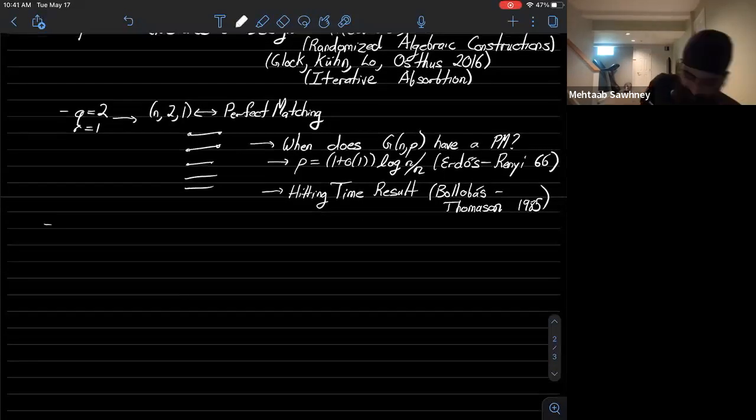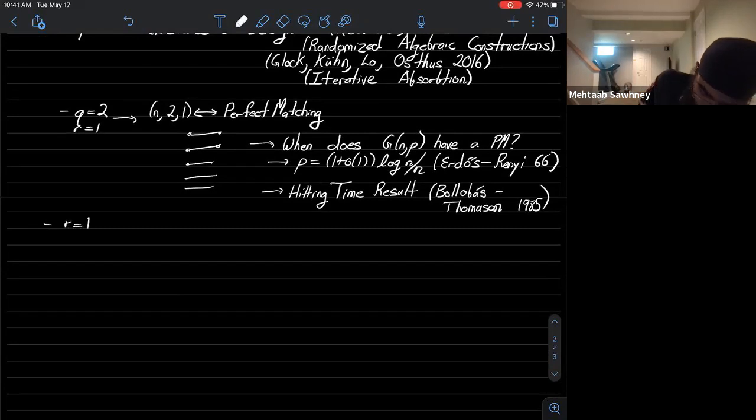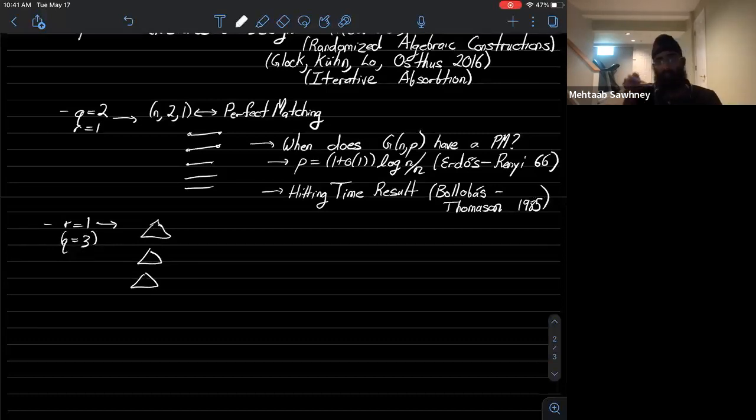But it turns out any other case of this question is substantially harder, even when the existence of design is trivial. So the case where Q is general, but R equals 1. I'll just consider Q equals 3, although the ideas aren't any different. So now we have a random 3 uniform hypergraph, but we want sets of triples which cover all the vertices.